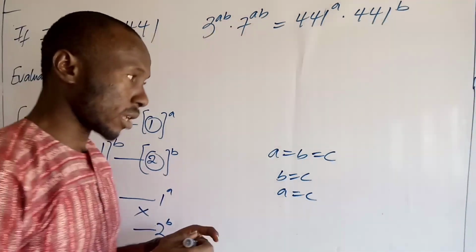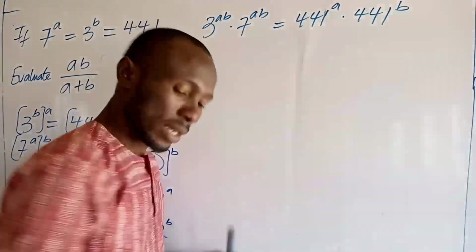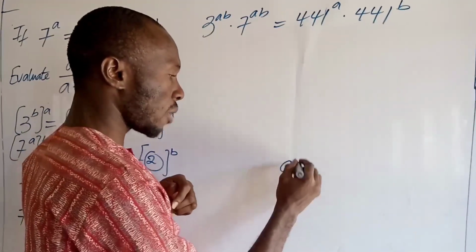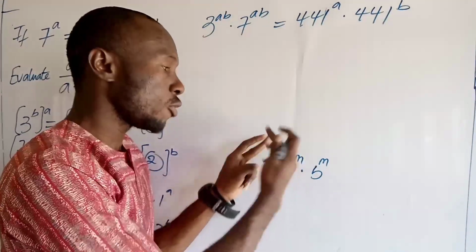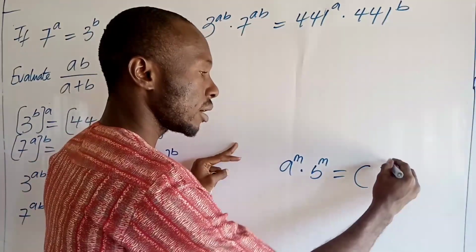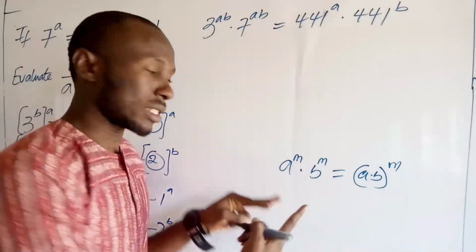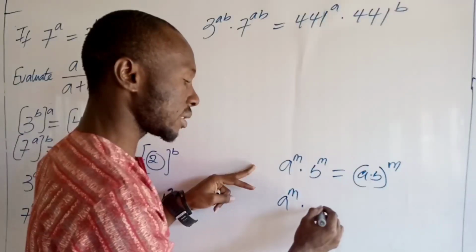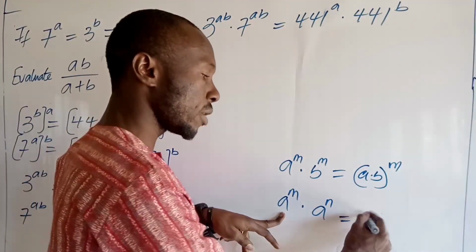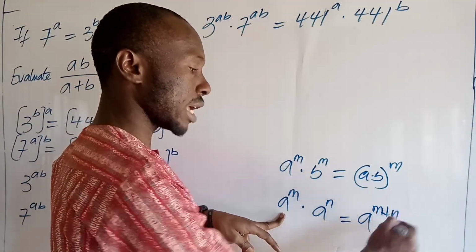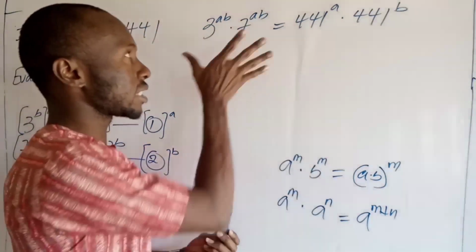Now remember from the laws of exponents that if I have a to the power n times b to the power n, you can see that they both have the same exponent, so we can resolve it to become ab all to the power n. The other case is if I have a to the power n times a to the power n, in this case they both have the same base, so it becomes a to the power n plus n. We take one of the base and add up the exponents. That is what I'm going to do in this equation.